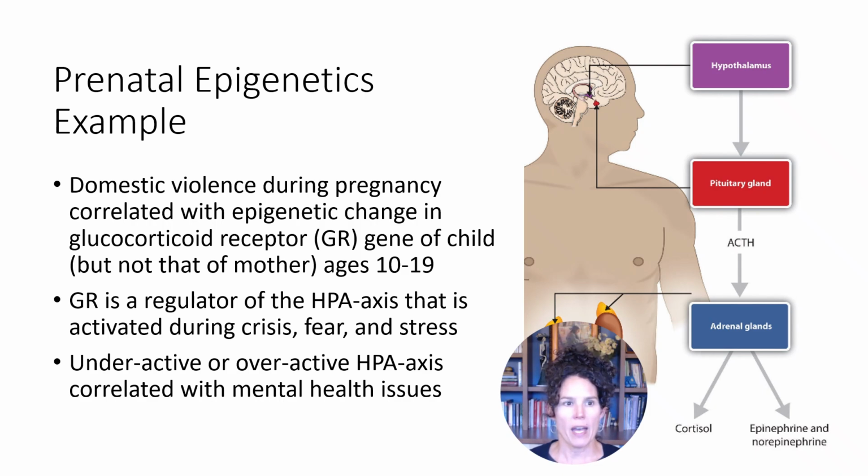And we know that the HPA axis can be hyperactive or hypoactive, like too amped up or too tamped down. And either of those are both associated with mental health issues. And so what this is showing us is that the tuning of the HPA axis seems to be associated with early life events through epigenetics, even when we are developing in utero.